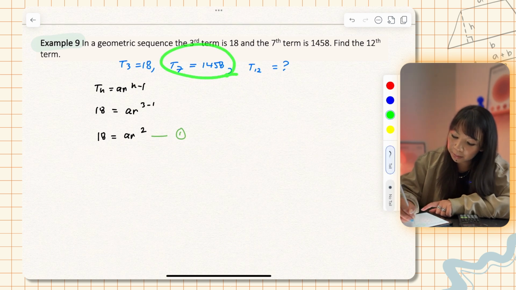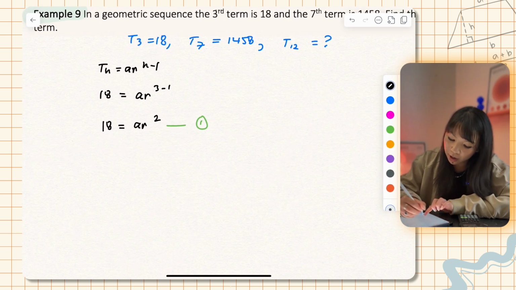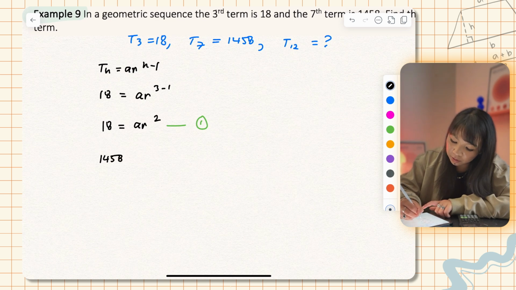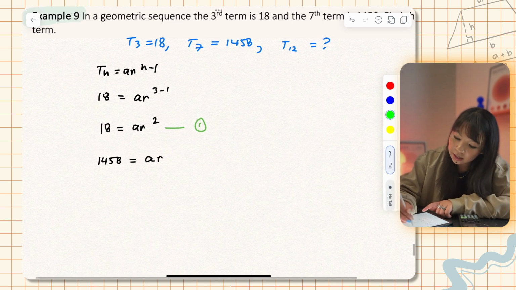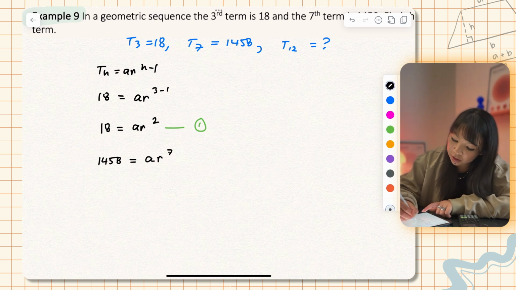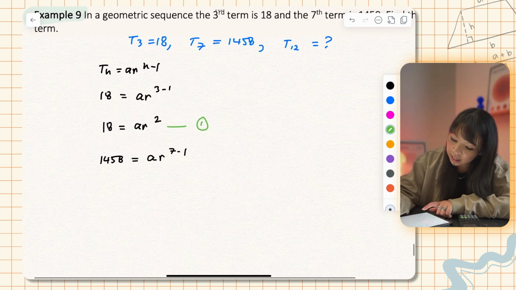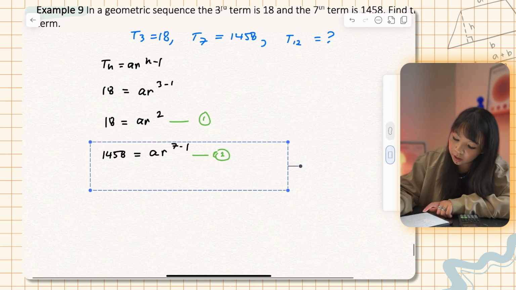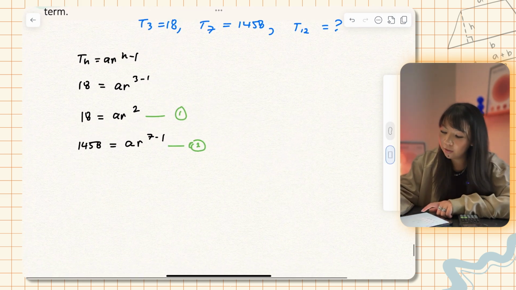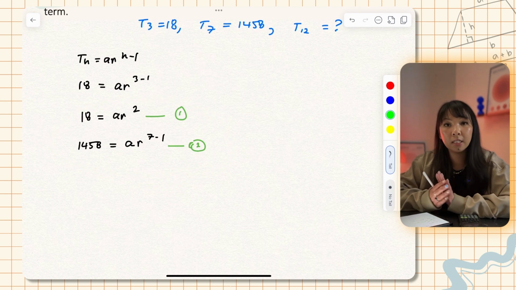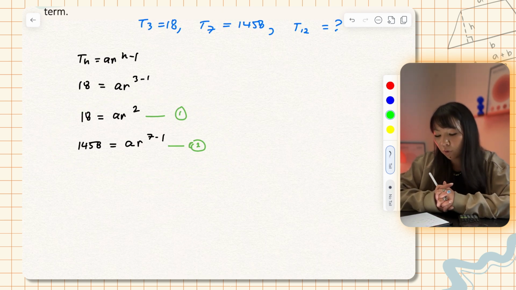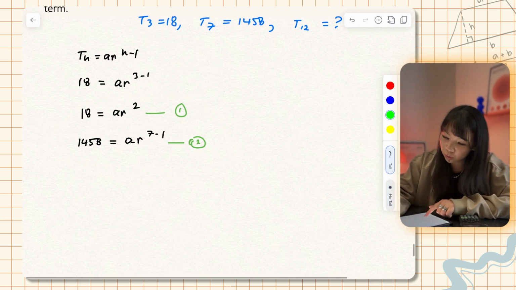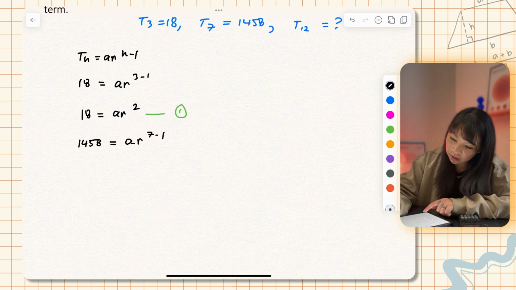We'll do the same thing, plug this into our Tn formula. We're going to let the term itself be 1458. A and R are unknown. And this term corresponds to the seventh term. So that's n equals 7. So we get 7 minus 1, and that's our second equation. Okay, now if I have these two as my simultaneous equations, if I want to solve for A or R, oh, actually, sorry, I need to simplify this.